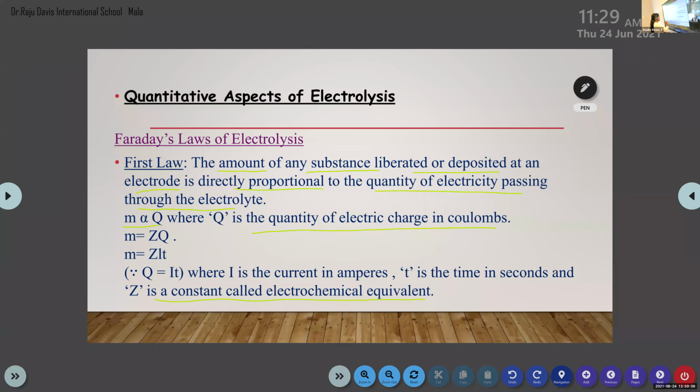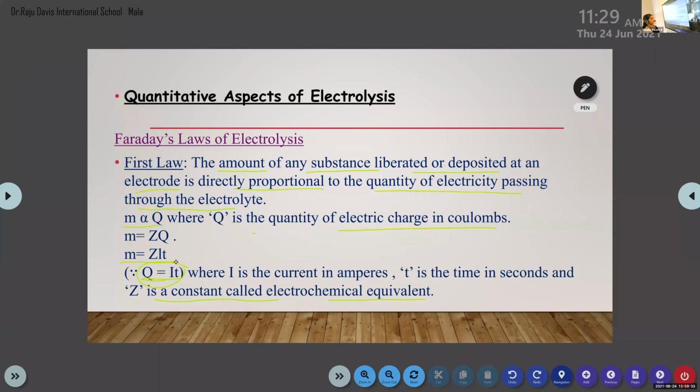Then, I think you have learned it in physics, right? Quantity of electric charge is equal to current into time, right? Q is equal to IT. So we can substitute this equation in the previous one. Then the equation becomes M is equal to Z into IT.